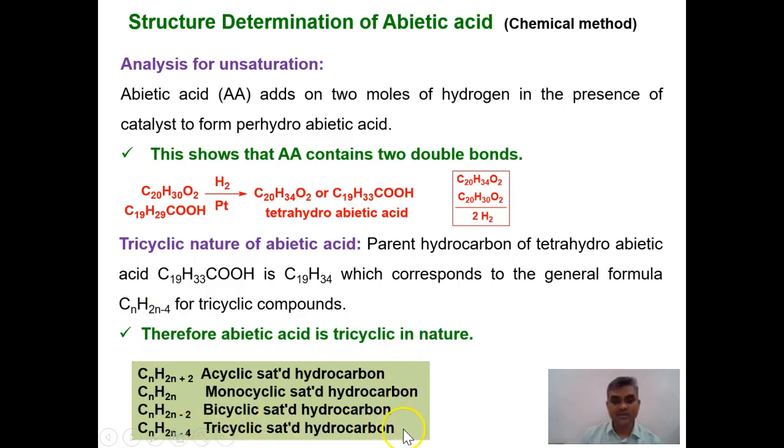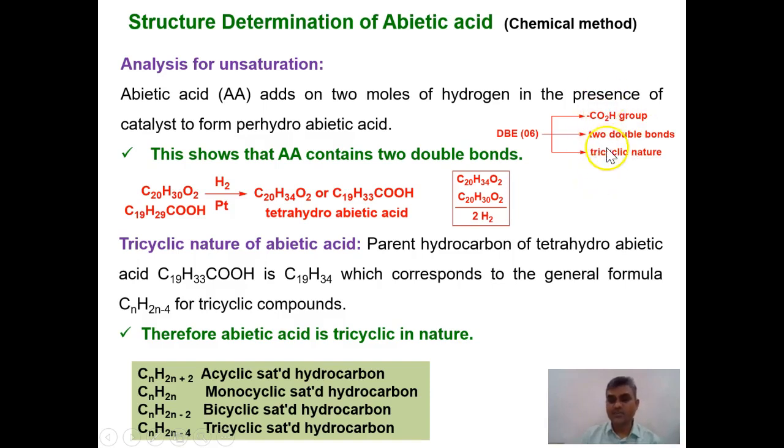Here is a revision of the fundamentals. CnH2n+2 corresponds to an acyclic saturated hydrocarbon, CnH2n is monocyclic, CnH2n-2 is bicyclic, and CnH2n-4 is tricyclic. So just on the basis of the hydrogenation experiment and the chemical arithmetic, we have proved that abietic acid is tricyclic in nature. Tricyclic corresponds to 3 degrees of unsaturation, and therefore we have accounted for 6 degrees of unsaturation in the abietic acid molecule. 1 degree is for CO2H, 2 degrees are for the 2 double bonds, and 3 degrees are for the tricyclic nature of abietic acid.